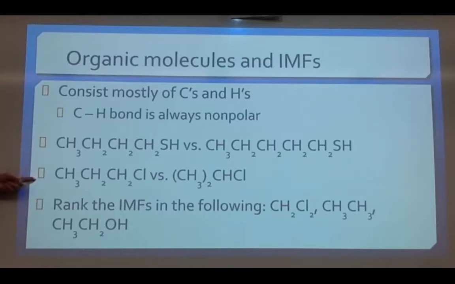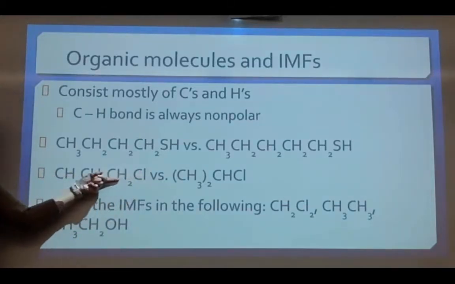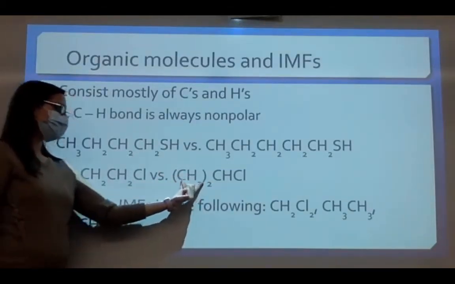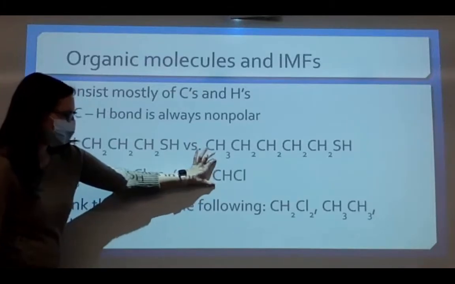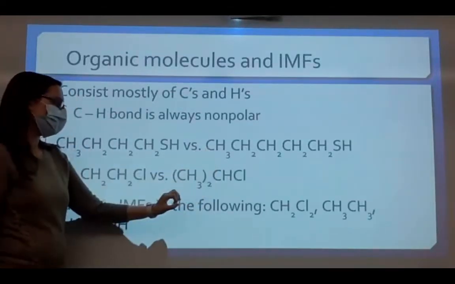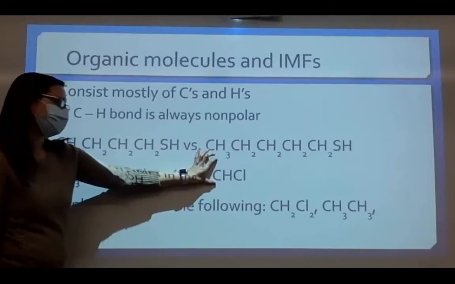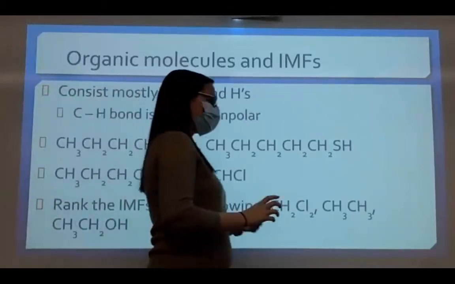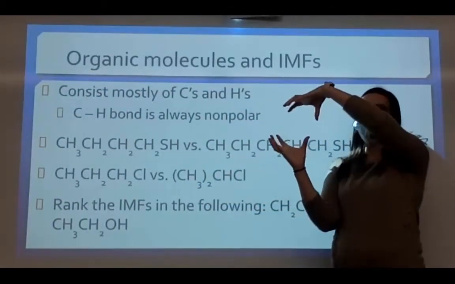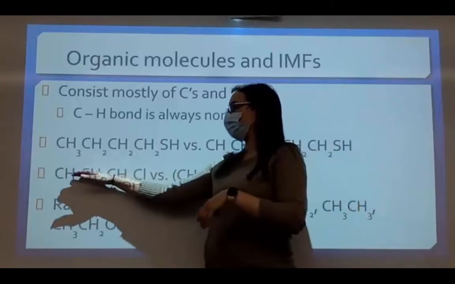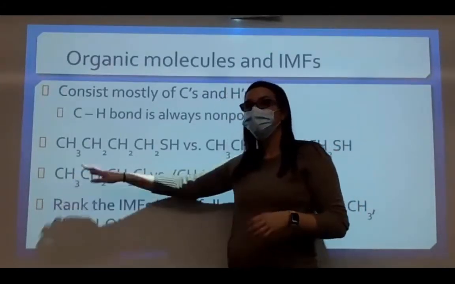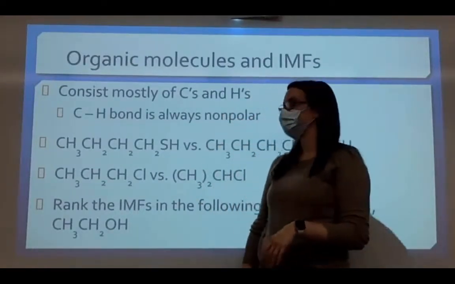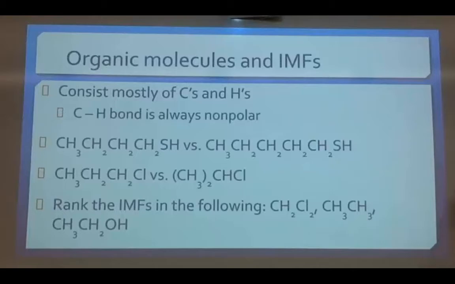This third one down is looking at a straight line structure versus when you see this 2 here, that means these 2 CH3 groups are off of this carbon. That's a branched structure. So this second molecule is going to be more like a circle. This is going to be more like a straight line. The more linear, the more contact area, and the stronger the dispersion forces. And so then this is a type of question that you'll see.